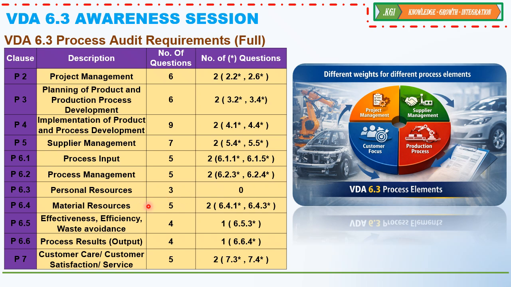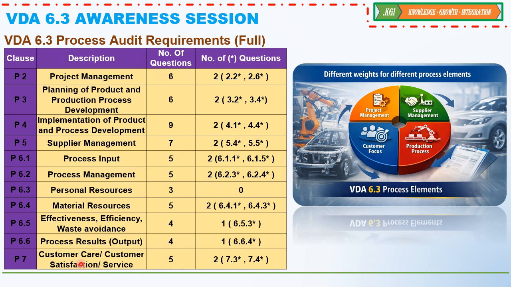6.4 says material resources, the total number of questions is 5 and 2 are mandatory questions. 6.5 is effectiveness, efficiency and waste avoidance, where the total number of questions is 4 and 1 is a mandatory question. 6.6 is process results or output, the total number of questions is 4 and 1 is a mandatory question.